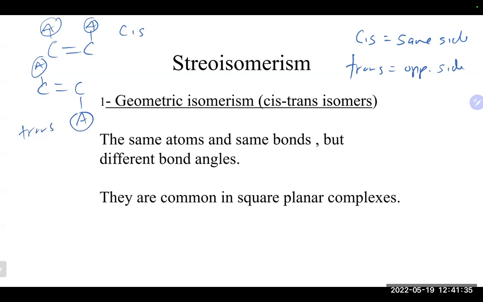So when we talk about cis or trans here, we're mainly talking about whether these groups are in the same plane or opposite planes, one above the plane of the molecule and one below the plane of the molecule. So they have the same atoms and the same bonds, but different bond angles. They are common in square planar complexes. Square planar comes from octahedral, yes. That gives you that square in the same plane, right? And you've got a couple of non-bonding electrons happening out there as well.